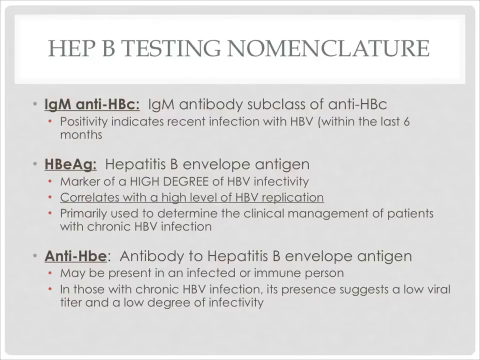Now, in contrast to that, folks down here with the antibody to hepatitis B envelope antigen, they can present in an infected or in an immune person. But generally, for those with a chronic Hep B infection, its presence suggests a low viral titer and a low degree of infectivity. They've had an immune response. They've developed antibodies now at this point. So while they're still able to infect others, there's a lower chance associated with it than if they just had the Hep B envelope antigen.